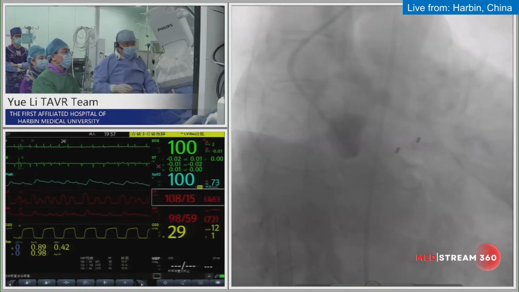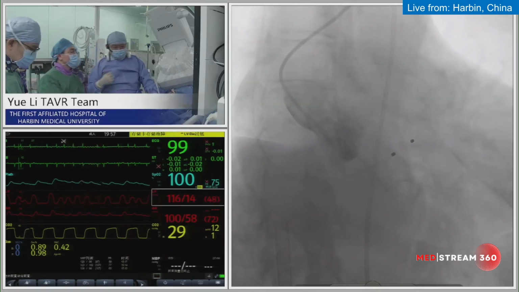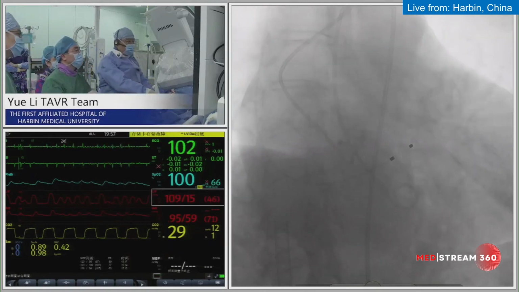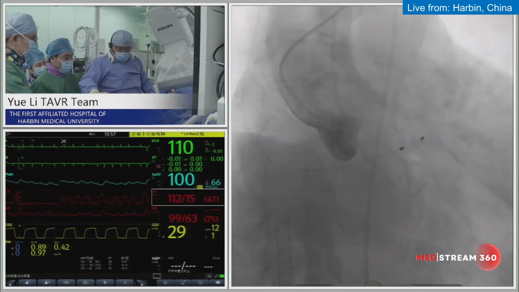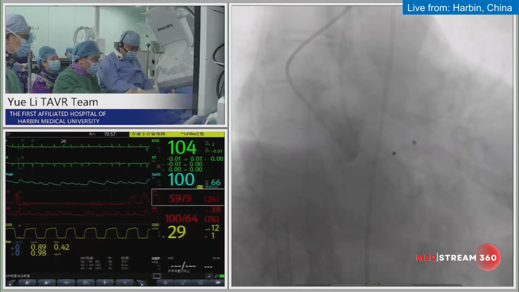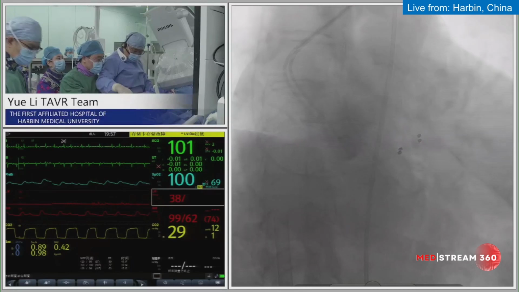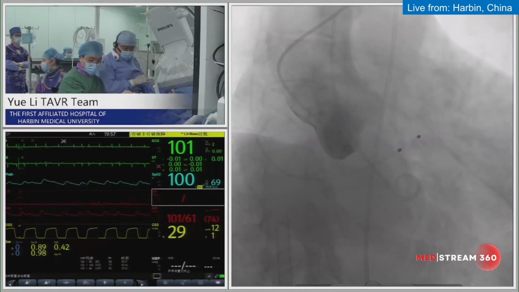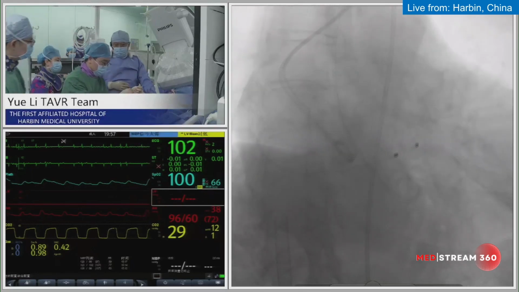Great. Fortunately, now our angiography has aligned to the DSA. We called the engineer and they repaired that. And now we use the pigtail to do the angiography, and we can see the situation of the aortic root.